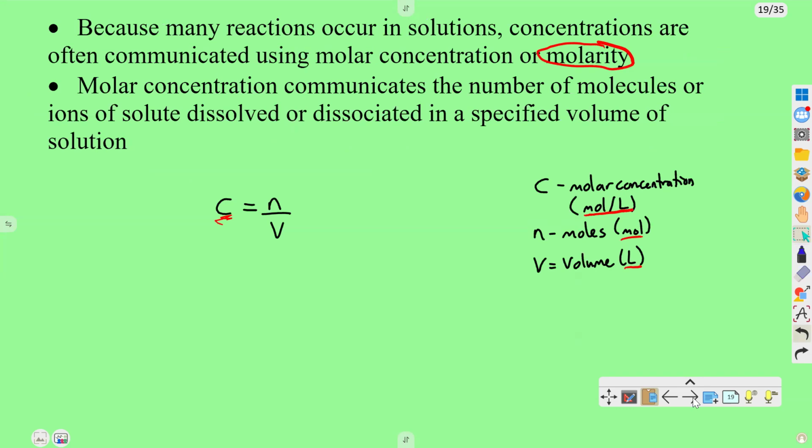And you may come across the word molarity in your readings, and that is just another way of saying molar concentration. Now, as I said, molar concentration is found by taking the number of moles, which the unit is in moles, divided by the volume, which is in liters, and we get our concentration, which is in moles per liter. And yes, your volume needs to be in liters. If it's in milliliters, we have to convert that into liters.